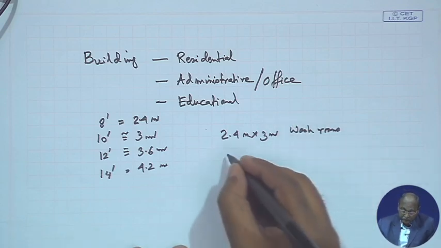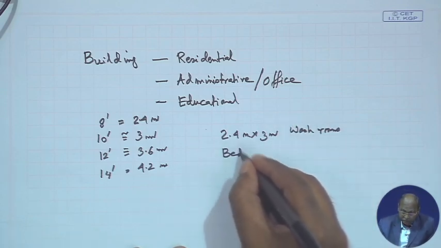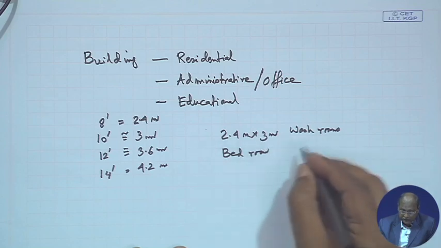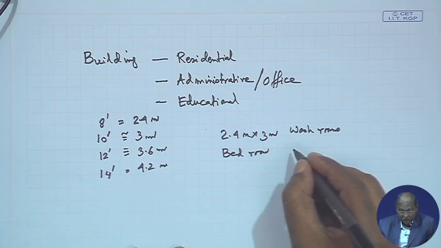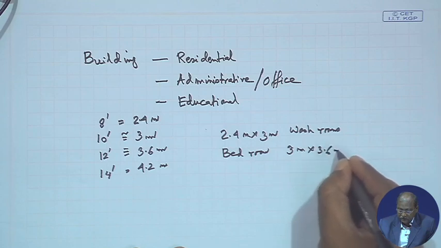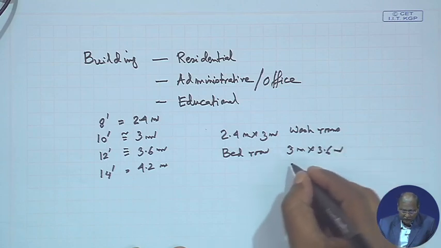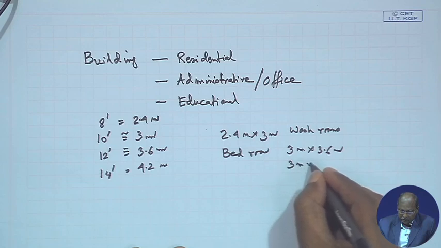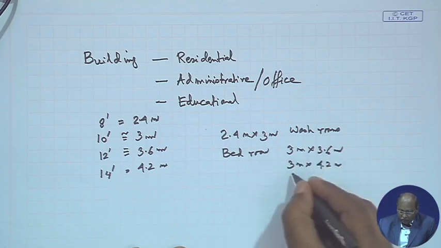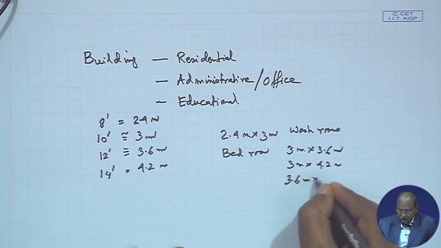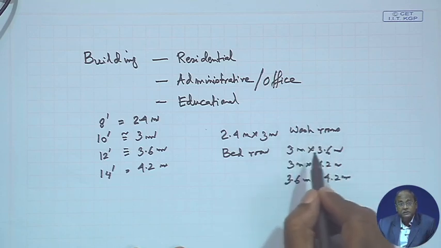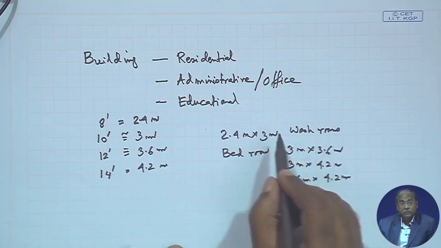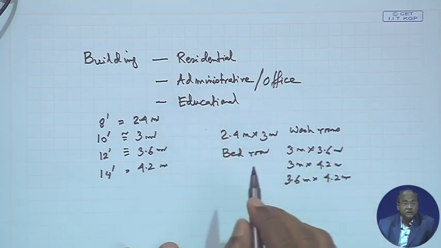So, like that. Then bedroom, generally it comes in the range of say 10 feet by 12 feet, that also comes common. So, you can say 3 meter into 3.6 meter, or say 3 meter into 4.2 meter, or something in between, 3.6 meter into 4.2 meter. These are the different kinds of dimensions we come across whenever we deal with a residential building.